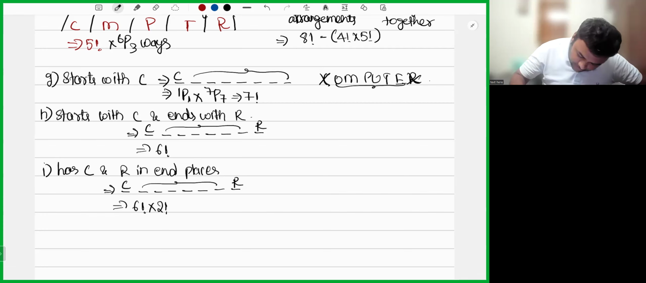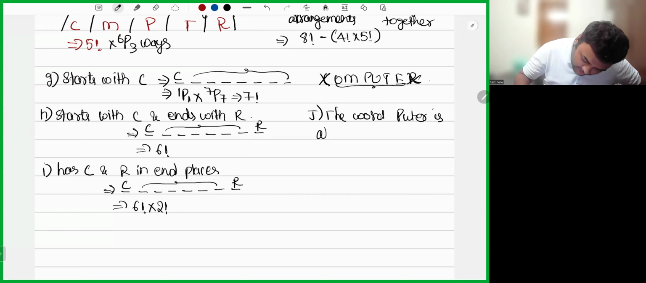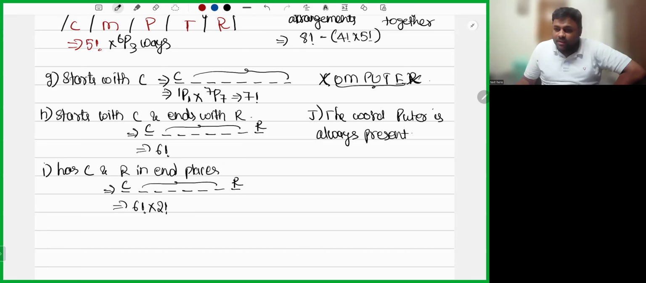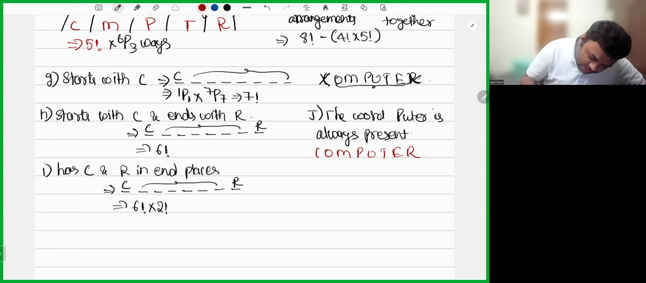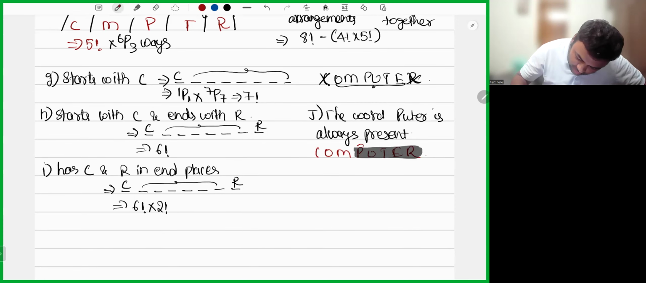Next, J. The word pewter is always present. How many possibilities are there for the word computer? So the word pewter is always present. COMPUTER. He is telling the word pewter is always present. So go ahead and merge this into one thing, okay, so that it won't interchange among itself.